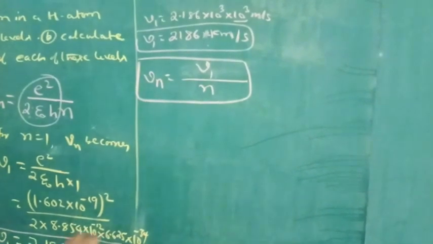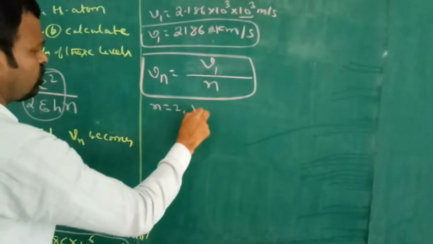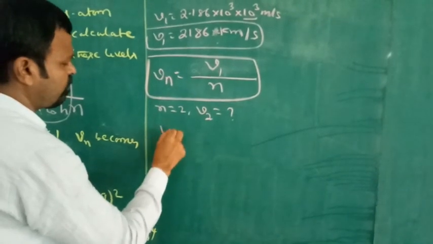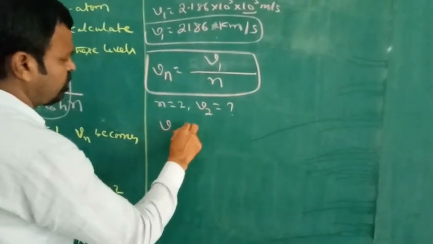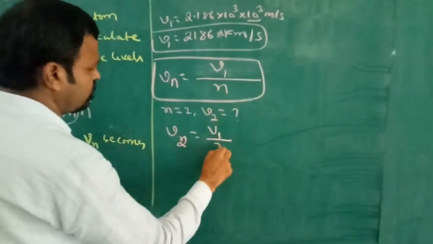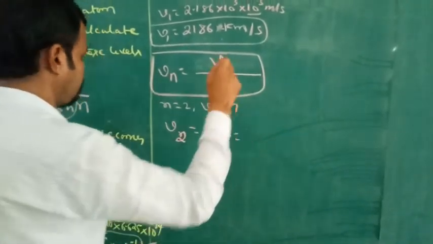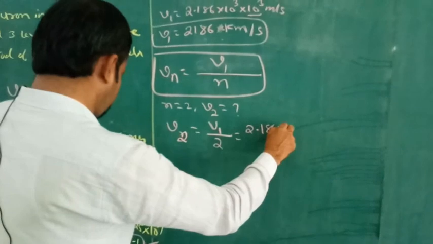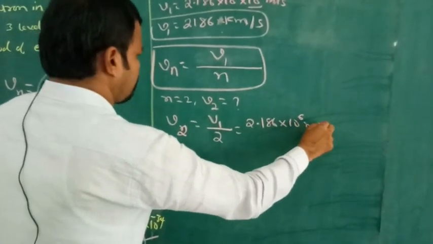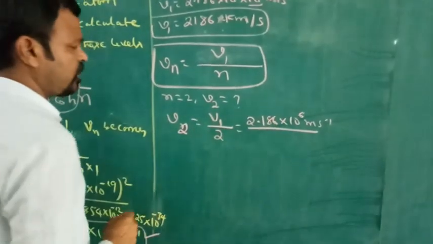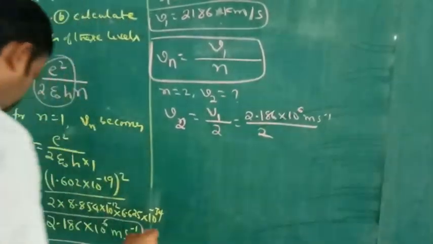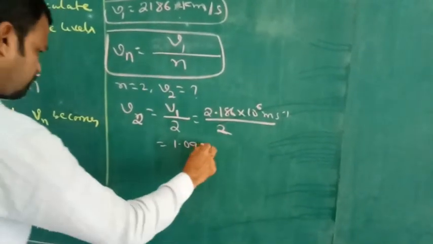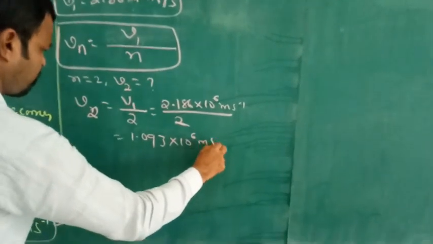For the second orbit, what is the velocity of the electron in the second orbit, V2? That can be calculated by using this formula. Vn, that is V2, is equal to V1 divided by n, where n is 2. Use this formula in meter per second: 2.186 into 10 power of 6 meter per second is the velocity of the electron in the first orbit, divided by 2. Therefore, finally we can get 1.093 into 10 power of 6 meter per second.